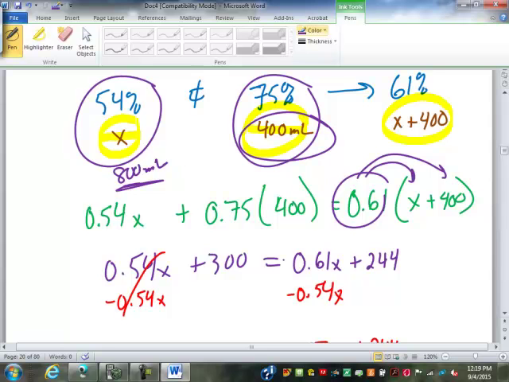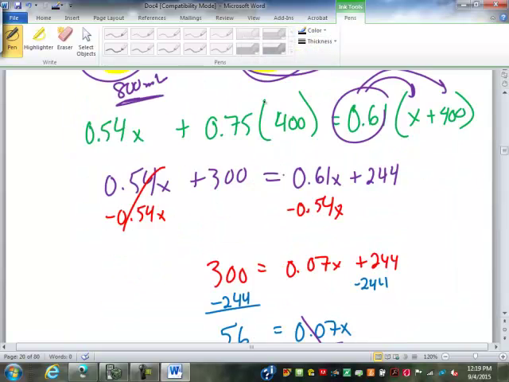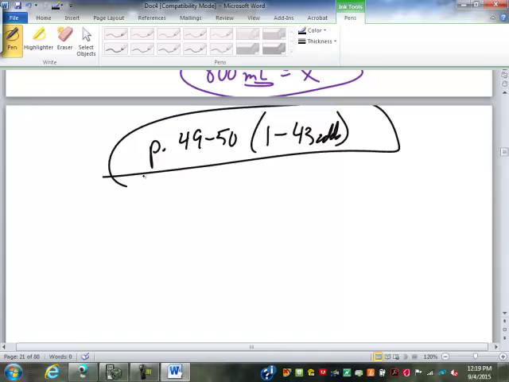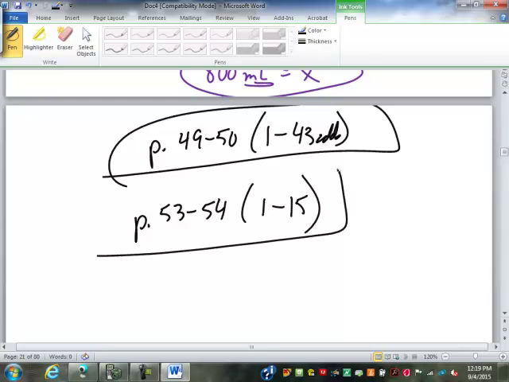Maybe? Not sure? Okay. Well, for next week, we didn't get through everything on the list, so it's only going to be page 49 through 50, 1 through 43, the odds. Those are the ones you should definitely try to have done. The next set here, page 53 through 54, 1 through 15. I would try them, but we just started on those mixture problems, so I'm not expecting you to be perfect at them. We will spend more time next week on those.